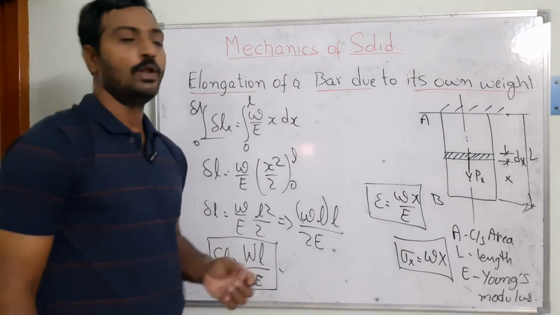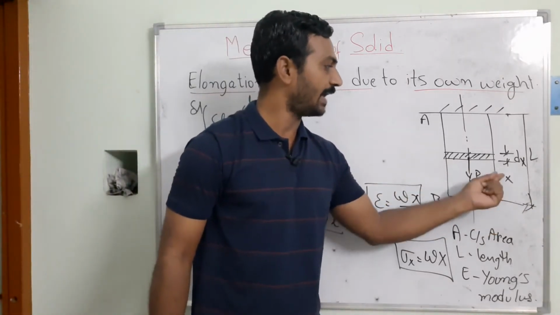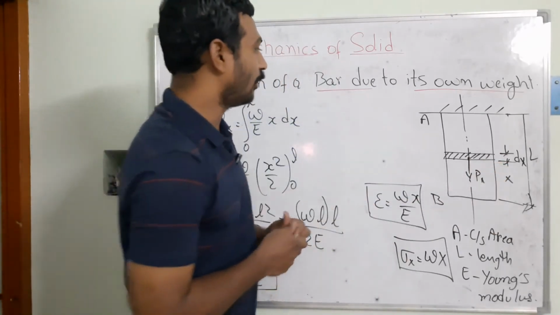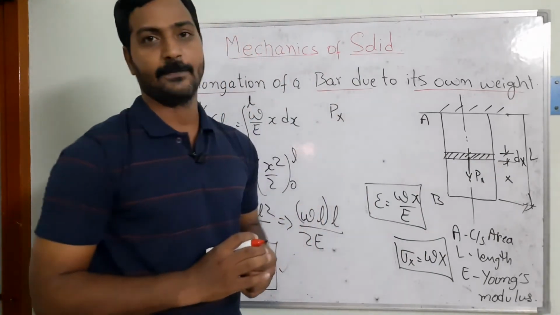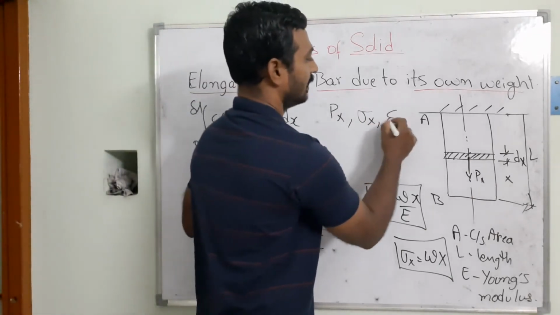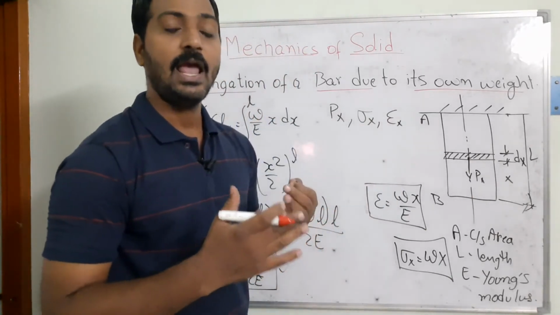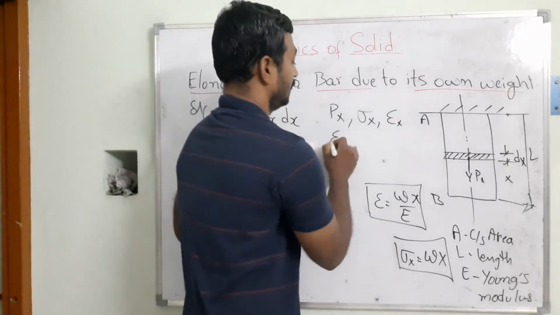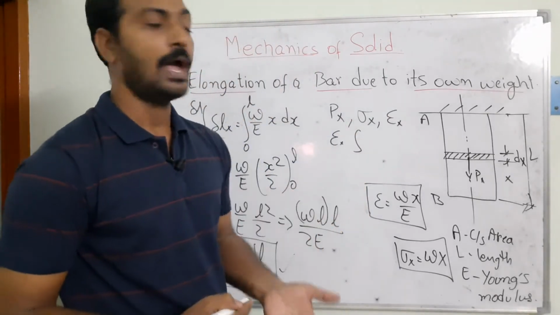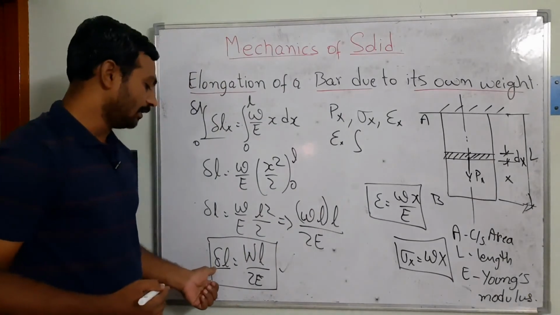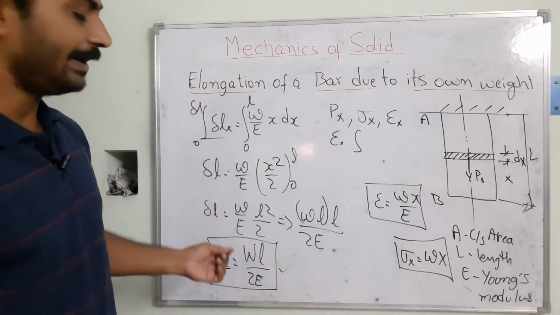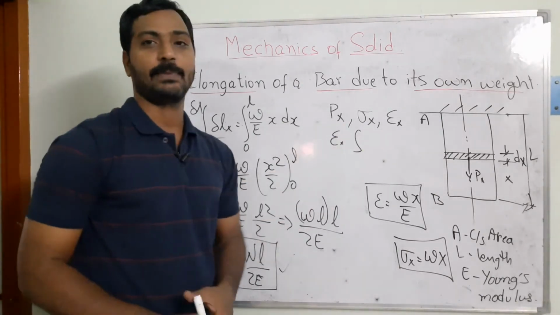So initially we took one elemental strip located at a distance of x, and the length of the elemental strip is dx. First we calculated the load acting on this member, that is Px. Once Px was calculated, I calculated sigma x. Once sigma x was found, I calculated the strain. Then I substituted the strain in terms of the dimensional parameters and did the integration. I substituted the limit values and finally got the elongation due to self weight. In a numerical problem you can substitute the W, L and E values, and then finally we can calculate the parameters.